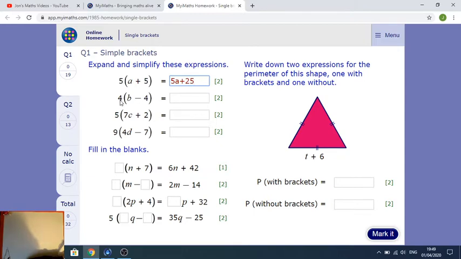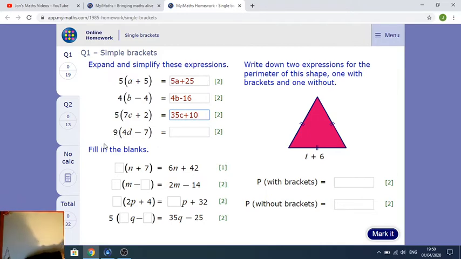Next one, 4 times bracket b minus 4. So 4 times b is 4b, and 4 times minus 4 makes minus 16. Next one, 5 times bracket 7c plus 2. So 5 times 7c makes 35c, and then 5 times 2 makes 10. So 35c plus 10.